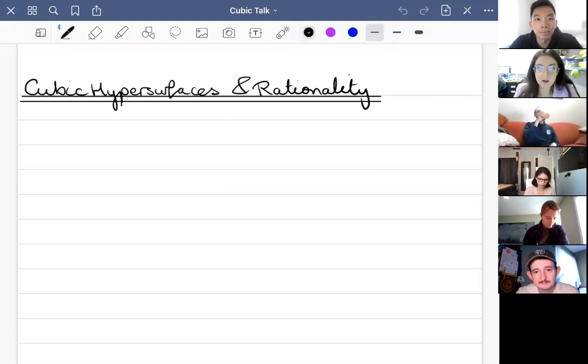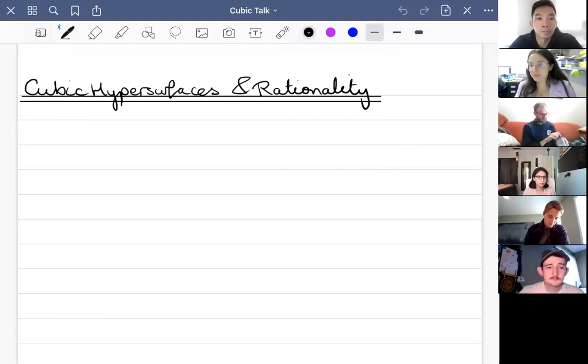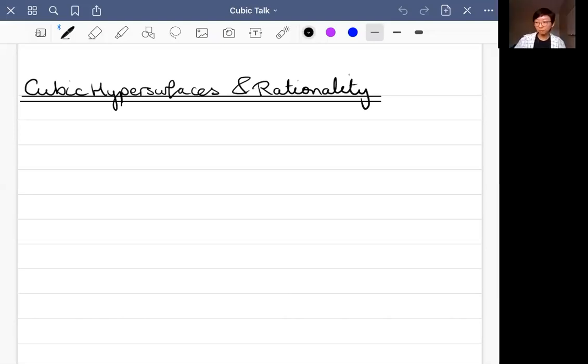So today I'm going to talk about cubic hypersurfaces. I'm not going to prove very much today. My goal is just to give you an overview as to why people care about cubics, why I care about cubics. And feel free to interrupt with questions or whatever as we go.